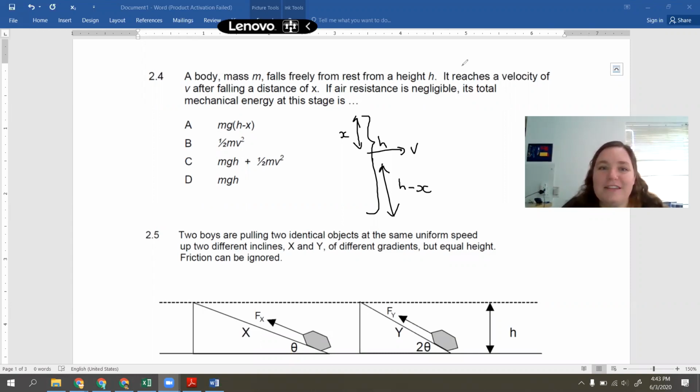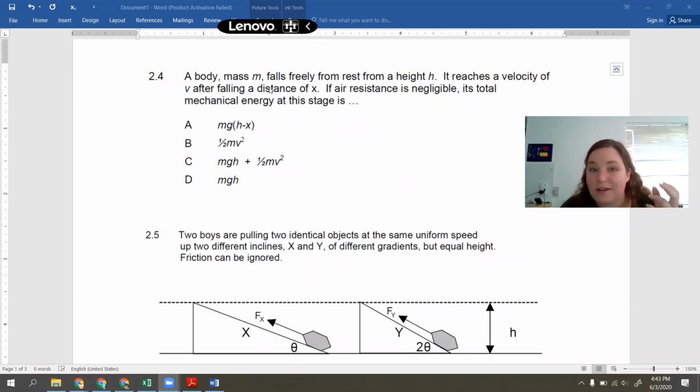Okay. Next question. So just be careful of that. And the key solving trick here is to draw a picture before you get it wrong.